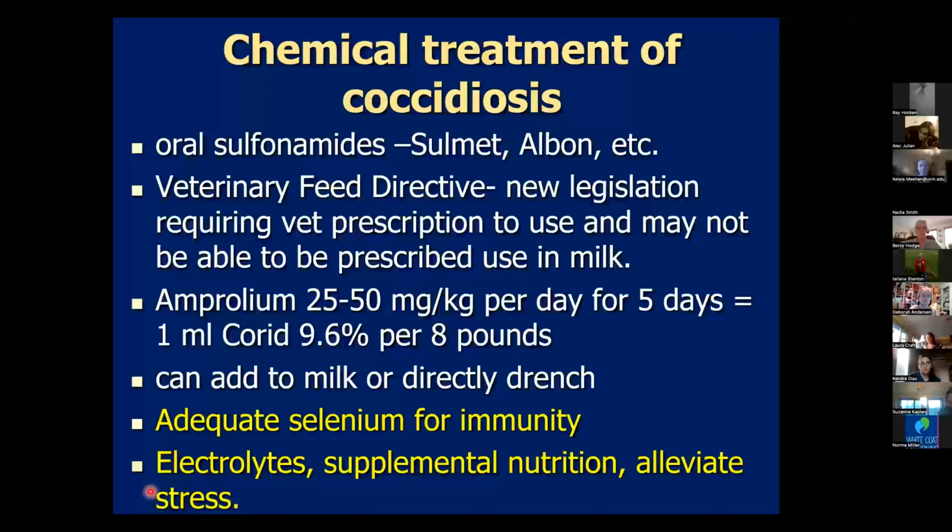So if you want to treat it, there is chemical treatment for coccidiosis. There are the oral sulfonamides like Sulmet or Albon. Because of the veterinary feed directive, you need a vet prescription to use some of these things in the feed, or you may not be able to be prescribed them to use in milk. I assume this is the milk you're feeding to the babies.